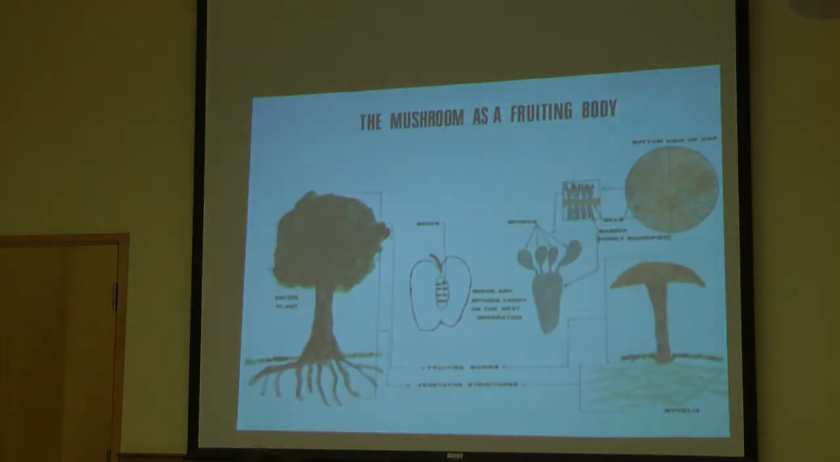And here's a simple description of what a mushroom is. It compares the mushroom to the apple. So the apple is the fruit of the tree. It produces seeds. The mushroom is the fruit of the fungal organism, and it produces spores.